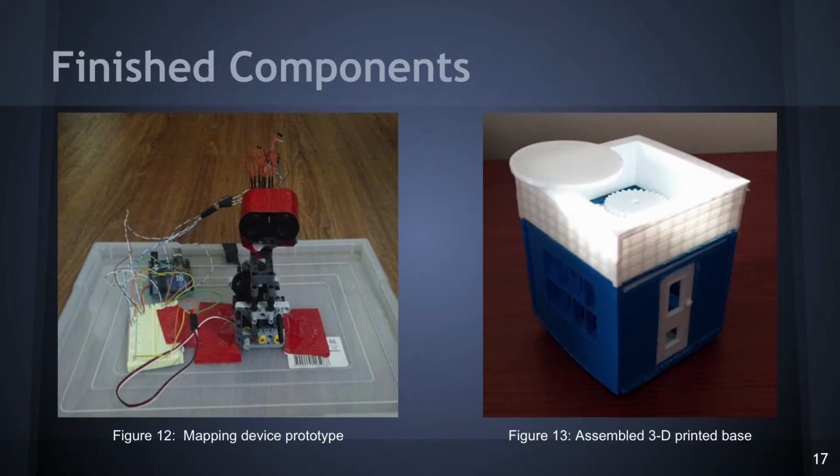So here on the slide, you can see some pictures of the finished components we have. On the left, you can see a prototype of our mapping device. As you can see, the base is not 3D printed. It's actually assembled using Legos, because at the time, our print did not come in and we needed to get results, so that's what we used. And then on the right, you can see our assembled 3D printed base, but without the components inside.